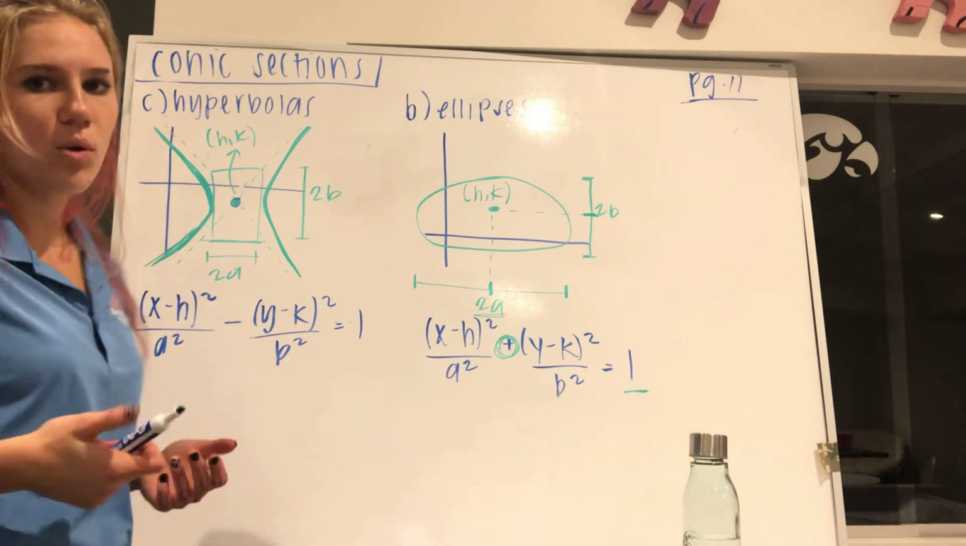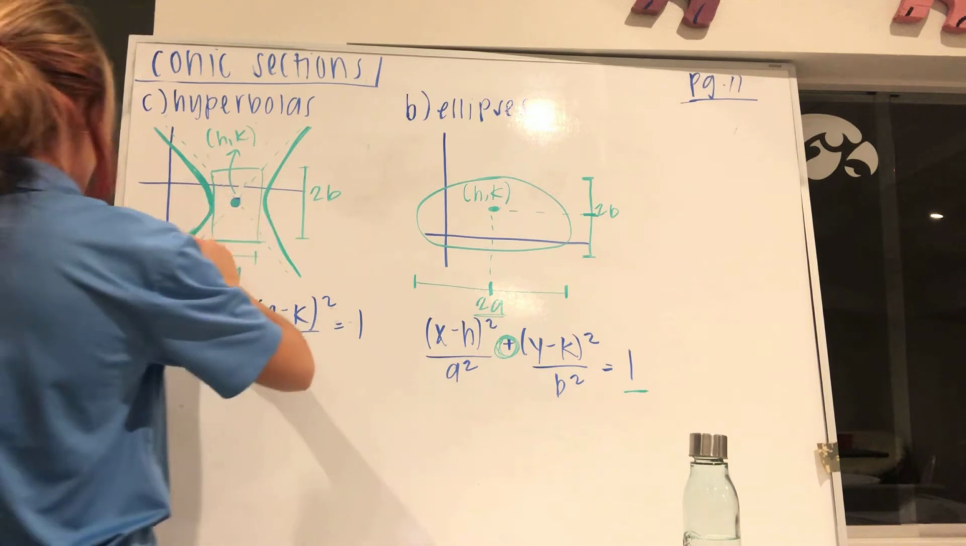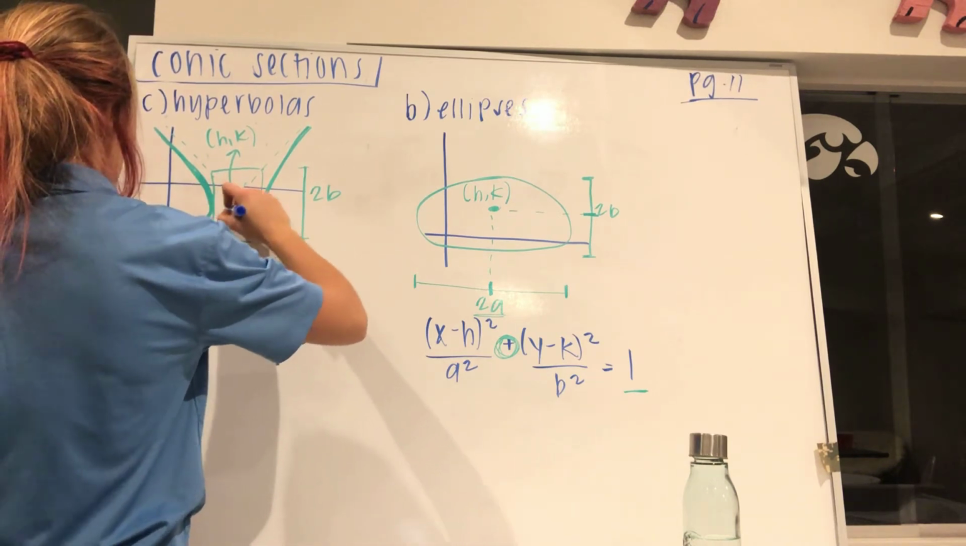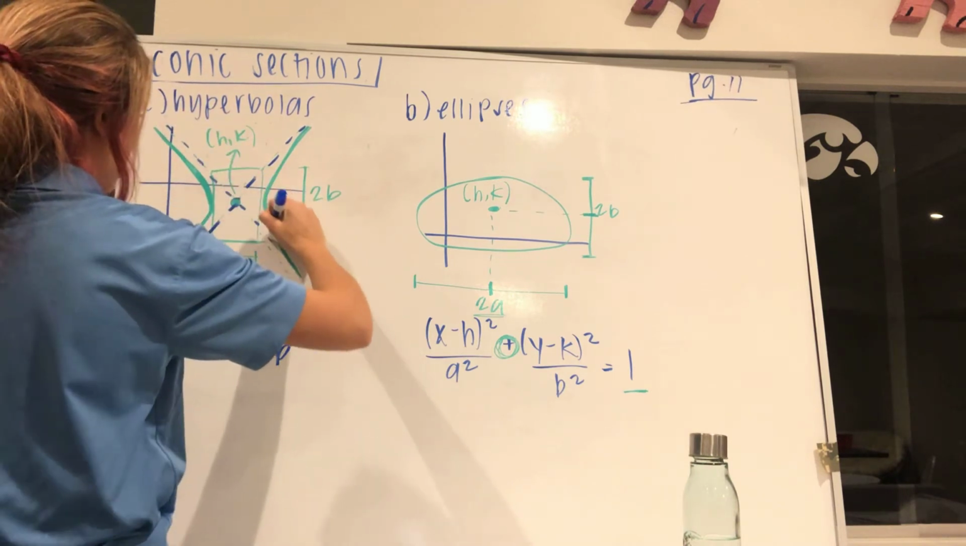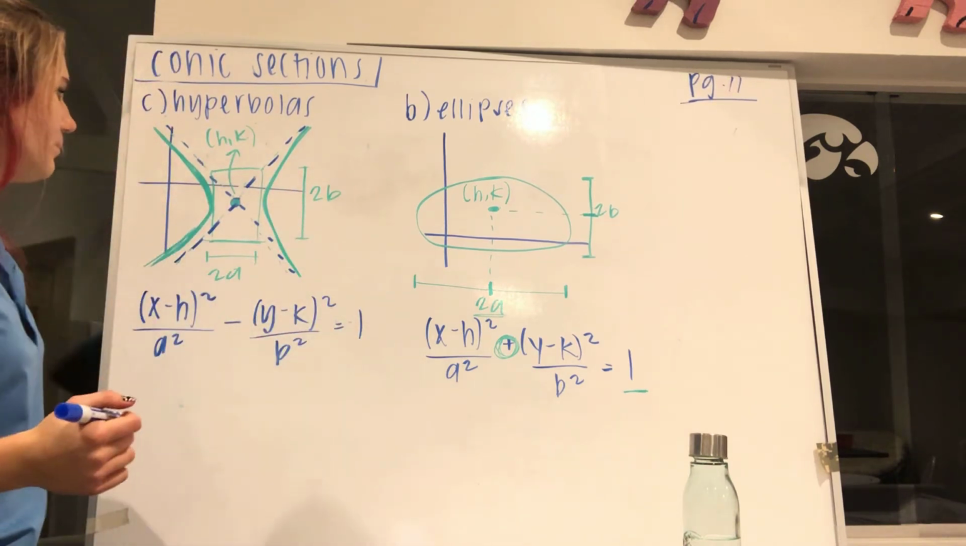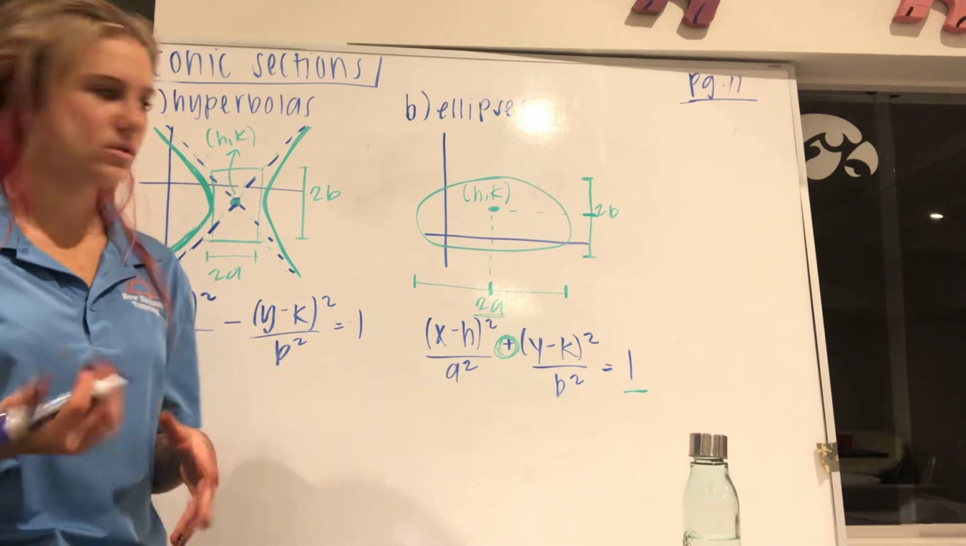But the next thing that I want to point out is what I referred to earlier, these two dotted lines. I don't know if you can see them super clearly, so I'll draw them a little bit better. So basically what we have here are two asymptotes.